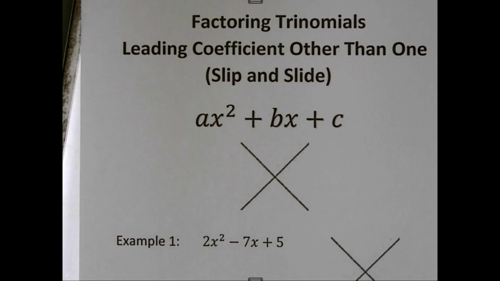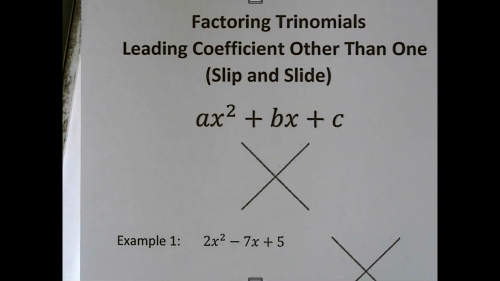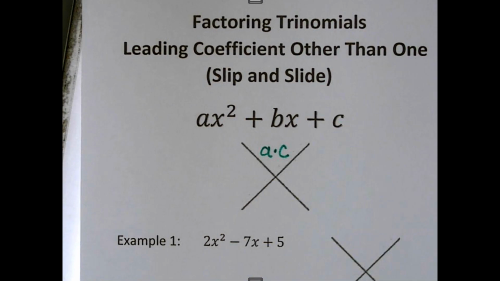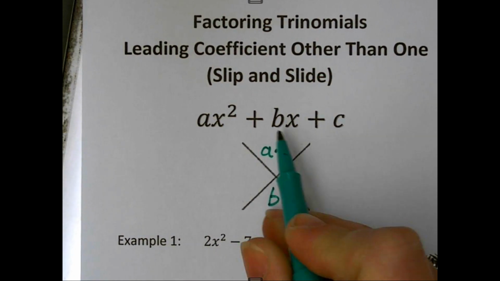The first thing we're going to do is show you what you have to do in the crisscross, what numbers you're going to use from the trinomial. The top is going to be A times C. That's the general rule. So put A dot C. The bottom is going to be the coefficient of the middle term.